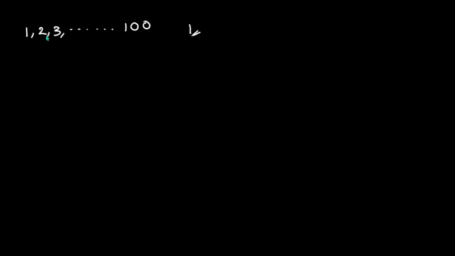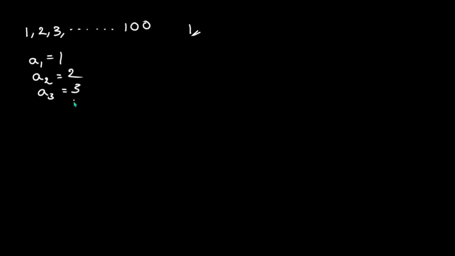So 2 minus 1 is 1, 3 minus 2 is 1, so 1. Now, in generalized format, how do I represent this? Each term I represent with the small letter a, with a suffix. A1 represents the first term in this series, that is 1. A2 represents the second term in the series, that is 2 here. Similarly, A3 represents the third term, which is 3.